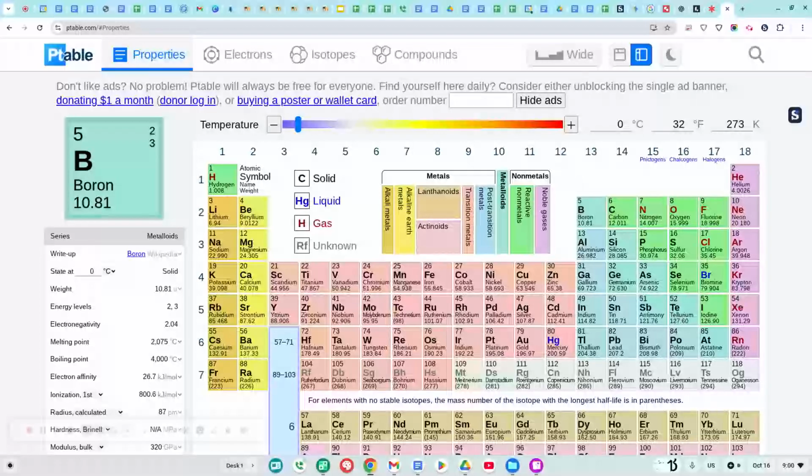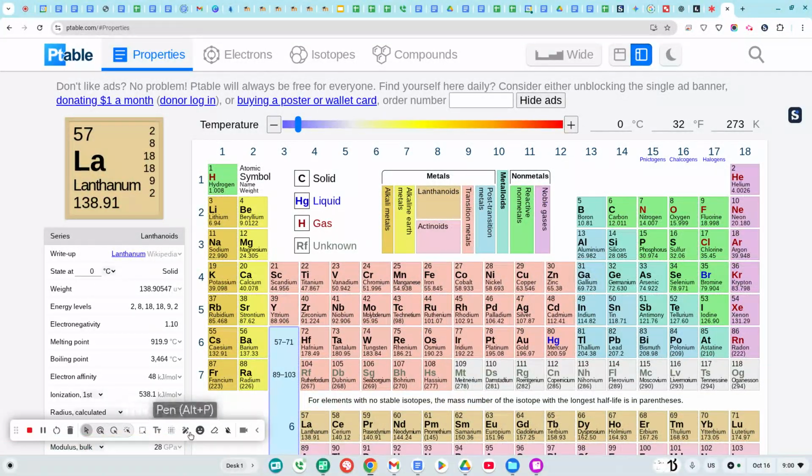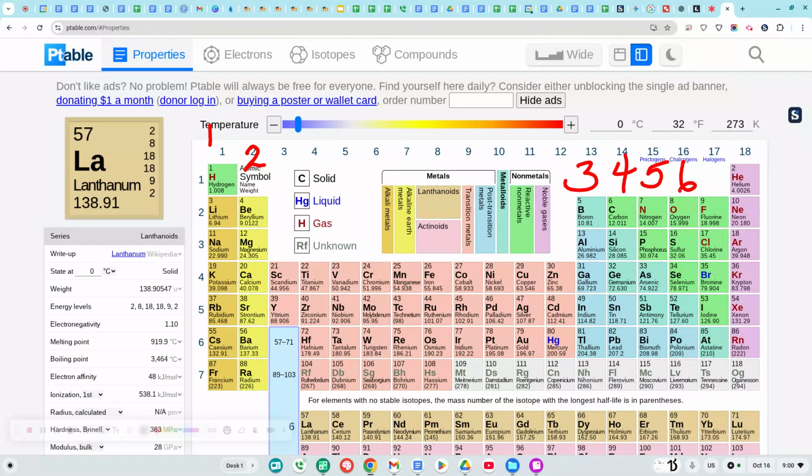Let's review a few things first. If we look, we remember that elements in group 1 have 1 valence electron. Elements in group 2 have 2 valence electrons. Group 13 has 3, group 14 has 4, group 15 has 5, 6, 7, and 8, respectively. Remember, valence electrons are the electrons in the outermost energy level.